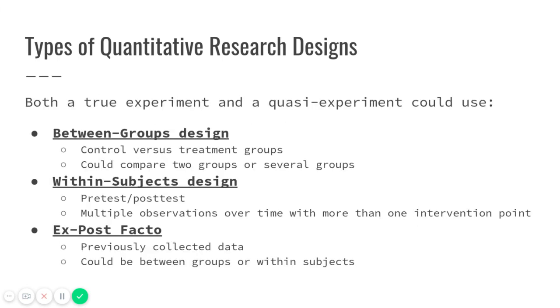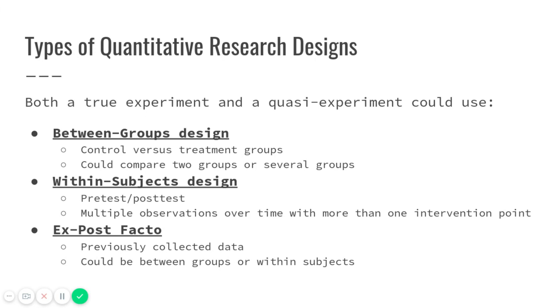Now, a true experiment and a quasi-experiment could have a couple of different options. One is a between groups design, and this is when you have a control group versus a treatment group, or you could have several groups. So you could have a control group and treatment 1 and treatment 2, or something like that. So you're comparing groups. And then within subject design would be the same set of subjects multiple times. So you could do a pre-test and post-test, or you could have multiple observations over time with more than one intervention point.